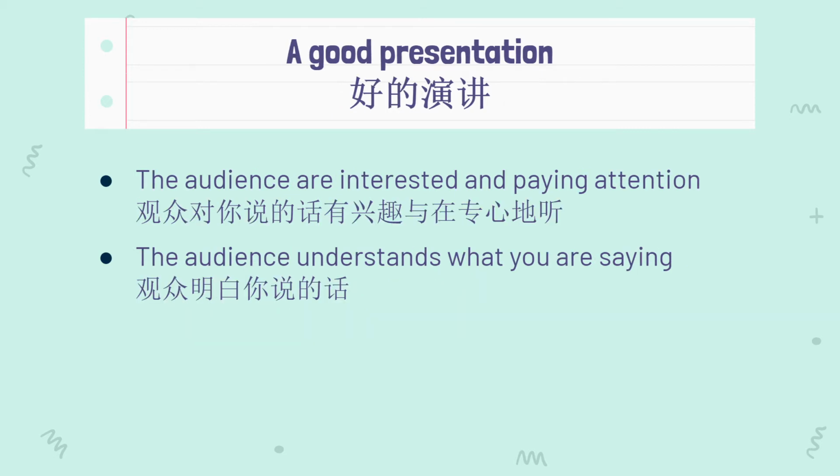So a good presentation is when the audience are interested in paying attention and that the audience understands what you're saying. So even though the presentation is the main person is you, a way to determine whether a presentation went well or not is whether the audience, which is the people that you're talking to, are listening and understand what you're saying.